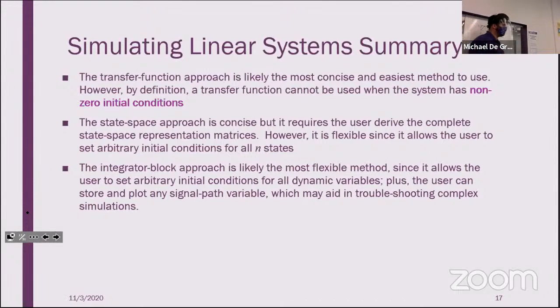Finally, the integrator block method is likely the most flexible, as it allows you to set arbitrary initial conditions, but it also allows you to grab different signal paths, right? We can test velocity, position, and acceleration from it. It can aid us in troubleshooting in complex situations, right? Or make sure that our inputs all look the right way. Or it'll even allow us to account for non-linear equations.